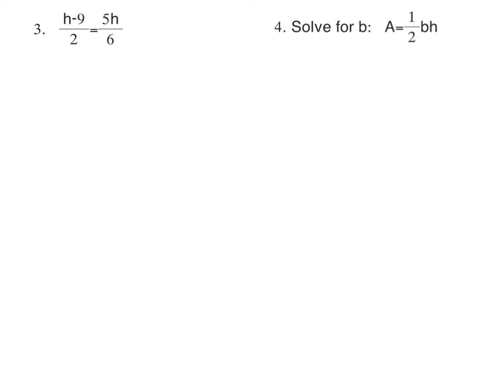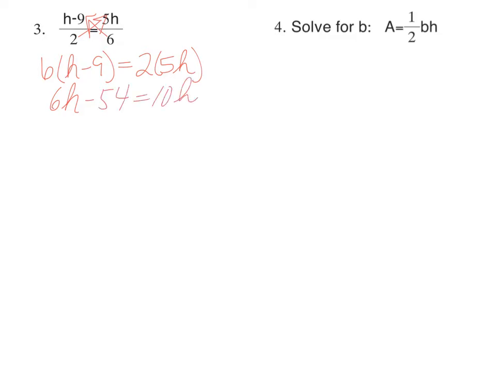Number 3, this is a different type of equation. You might first see 2 fractions, but what you're really looking at is a proportion, and so we can solve this by cross multiplication. 2 times the 5h and 6 times the h minus 9. So I get 6 times the h minus 9 is equal to 2 times 5h. And that's 6h minus 54 equals 10h.